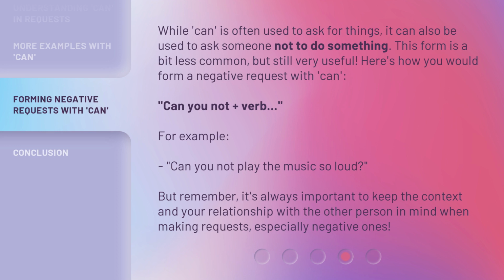But remember, it's always important to keep the context and your relationship with the other person in mind when making requests, especially negative ones.